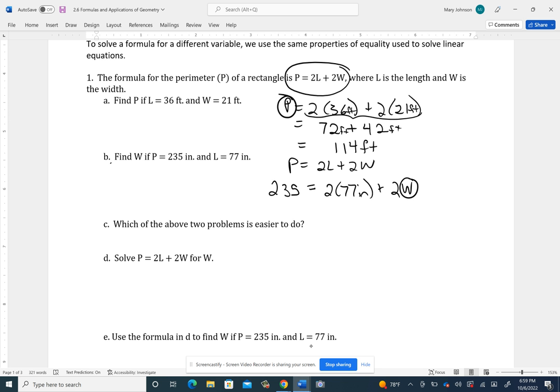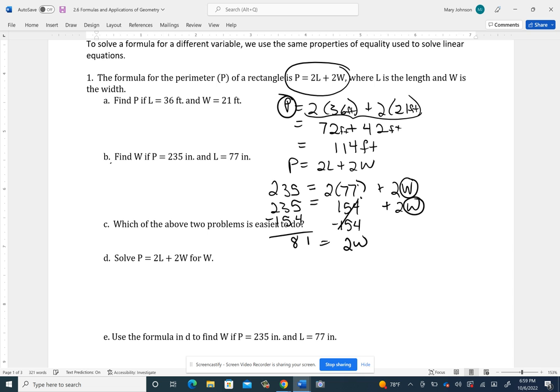I would probably go ahead and multiply 2 times 77. That would be 154 inches. I'll leave inches out so that we don't have it being so wordy. And then we're working on getting W by itself. The next thing I would do would be to subtract 154 from both sides. When I do that, I would get 81. This is now gone.